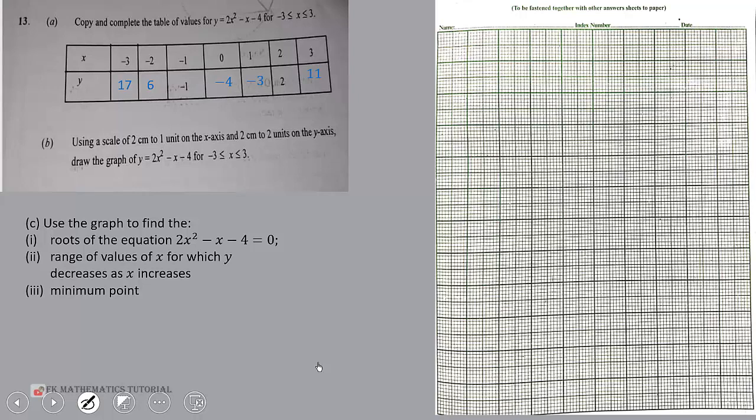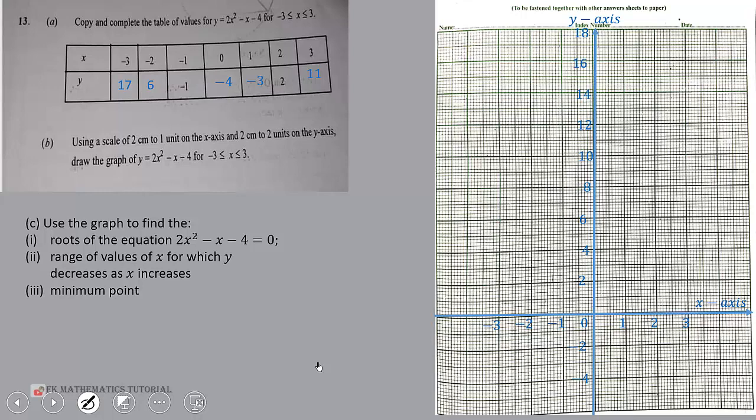Then using a scale of 2 centimeters to 1 unit on the x-axis and 2 centimeters to 2 units on the y-axis, draw the graph of y equals x squared minus x minus 4, for negative 3 less than or equal to x less than or equal to 3. So 2 centimeters to 1 unit on the x-axis is this. Then 2 centimeters to 2 units on the y-axis is this.